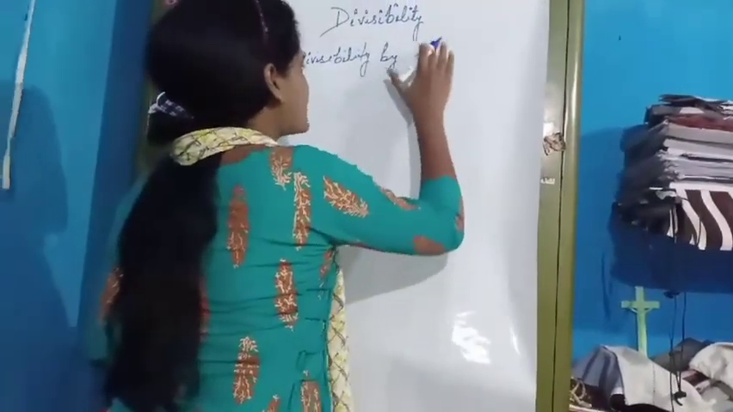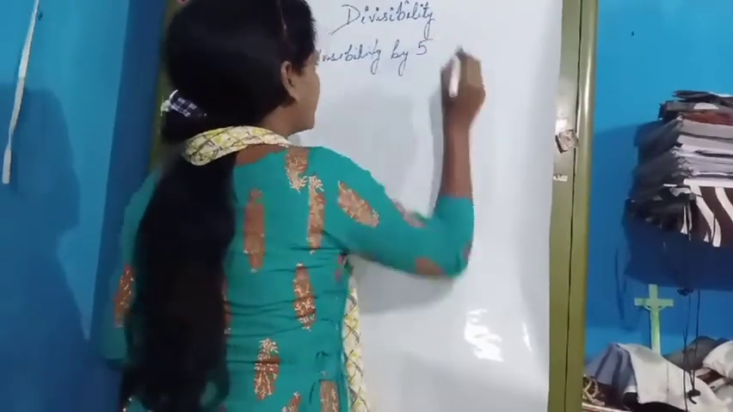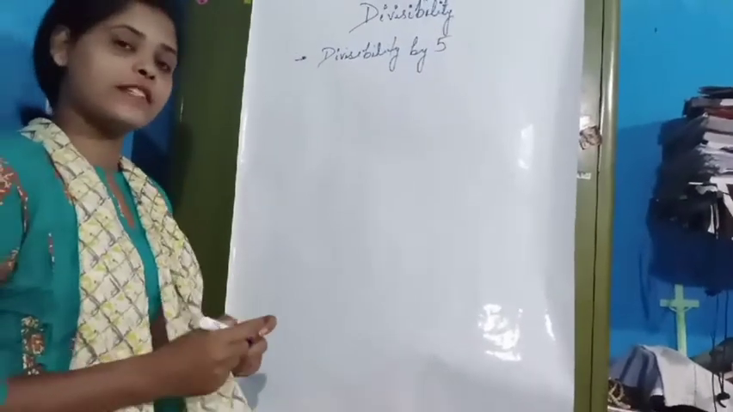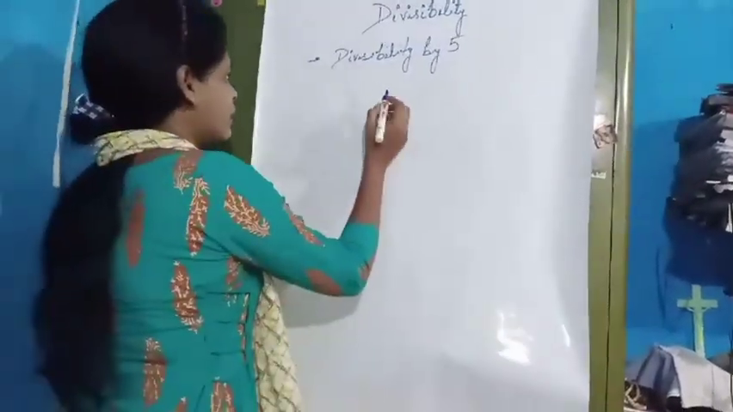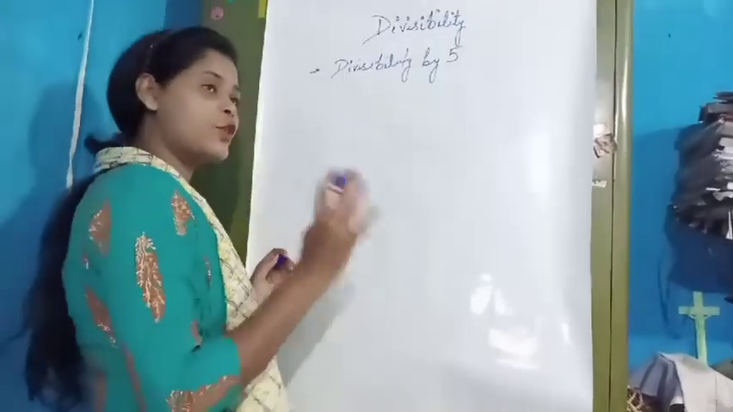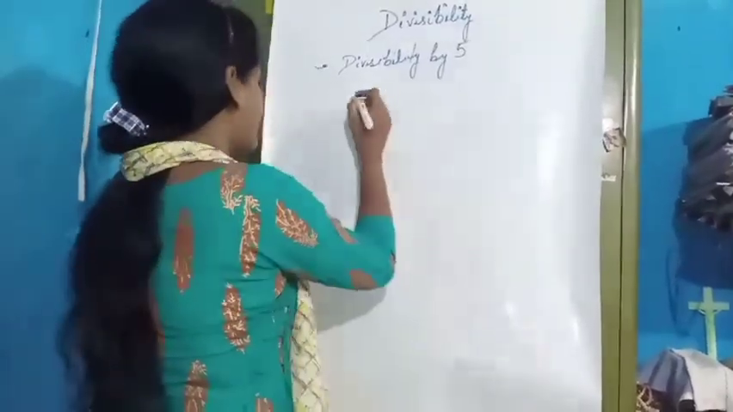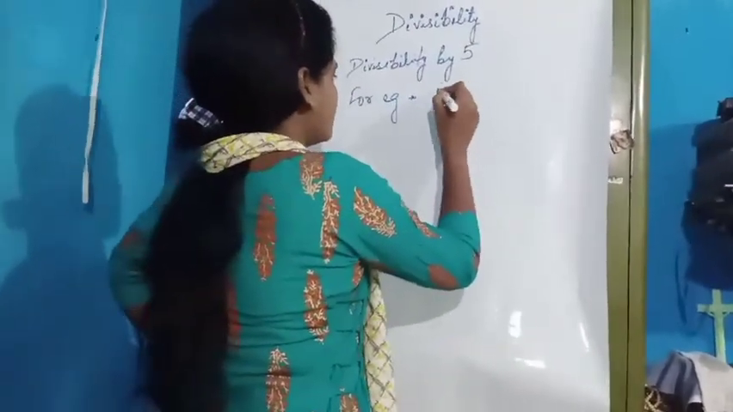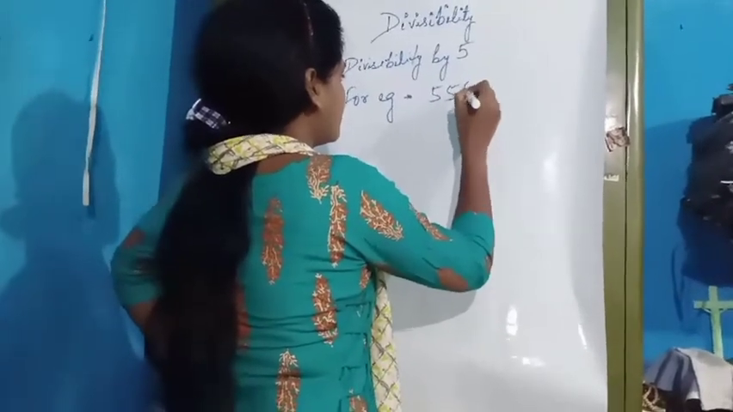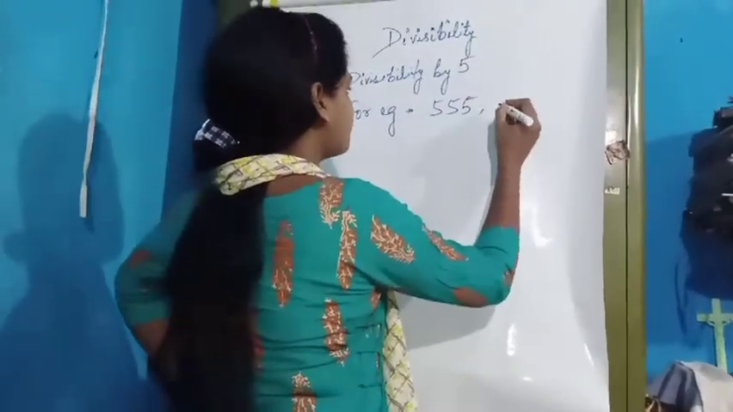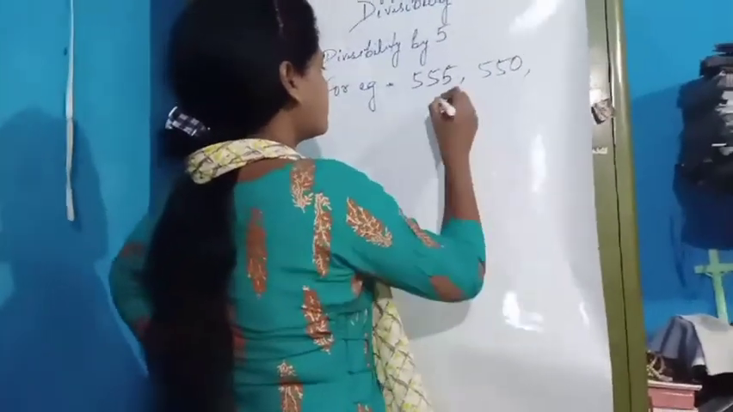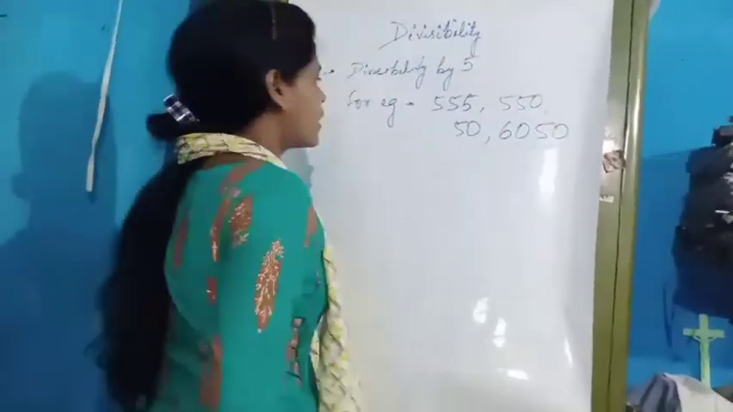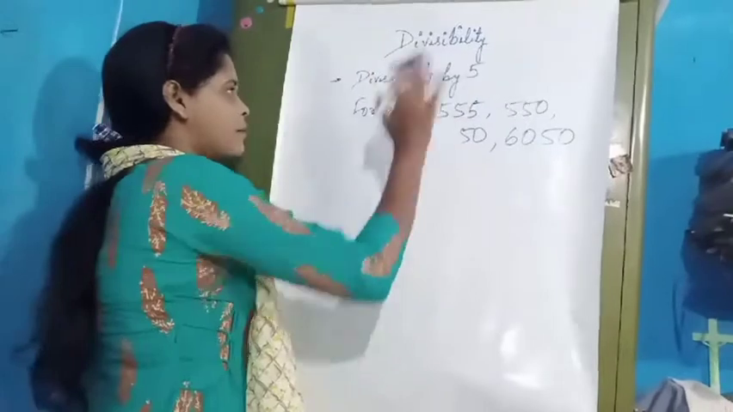Now we are going to see divisibility by 5. A number is divisible by 5 if its units digit is 0 or 5. So a number is divisible by 5 when its units digit or last digit is 0 or 5. For example, you can say this one, this one, this one. These all numbers will be divisible by 5.